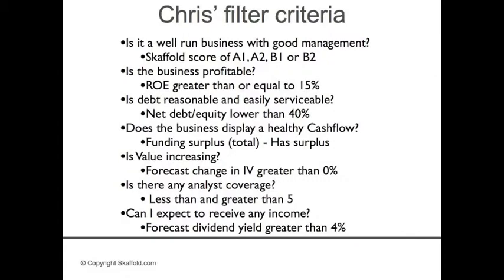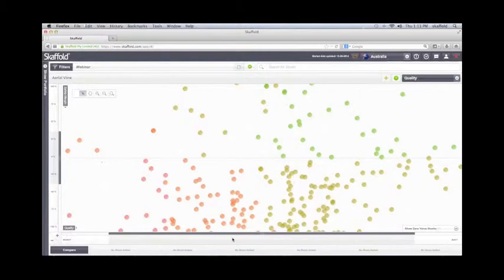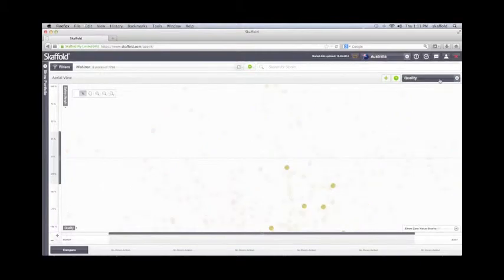I'm going to go through building a list using the filter functionality within Skaffold, and then I'll pick a couple of stocks from that list and talk about those in some detail. You can see now that this list has come all the way down to 9 results. So I'm going to save that now. And you'll see that the universe of stocks has reduced dramatically.